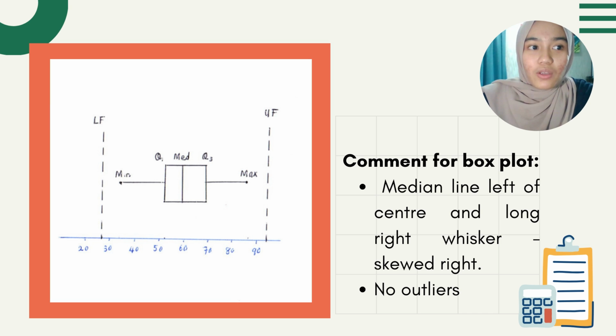So, based on the constructed box plot, as you can see in the slide, it shows that the median line is left of the center and there is a long right whisker, which indicates that the shape of the data distribution is skewed right. Also, there are no outliers.